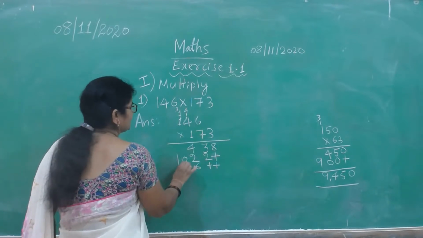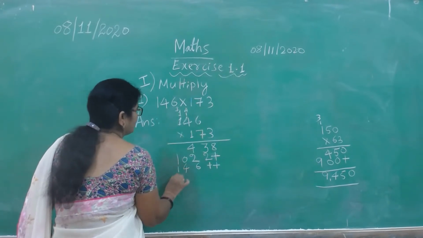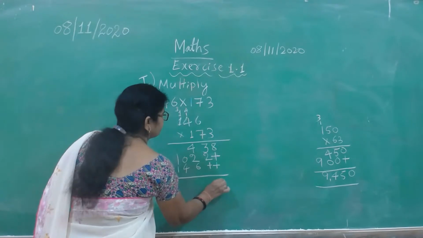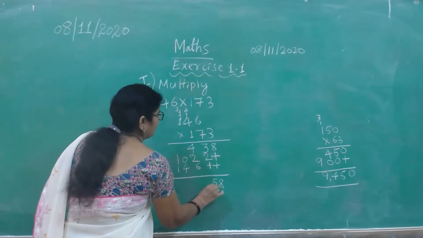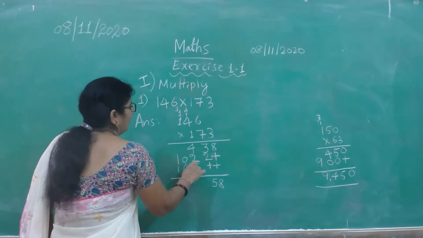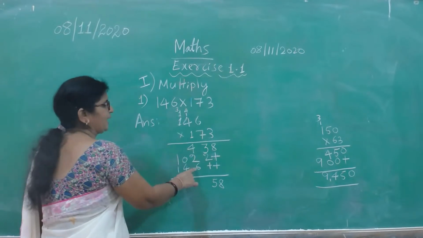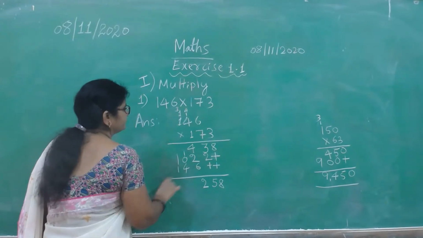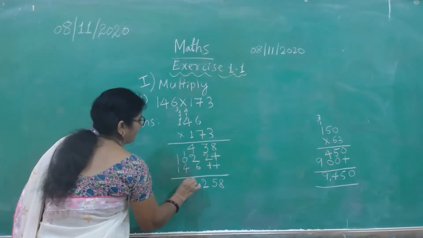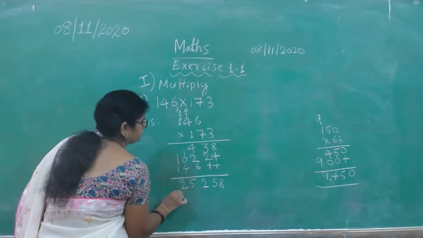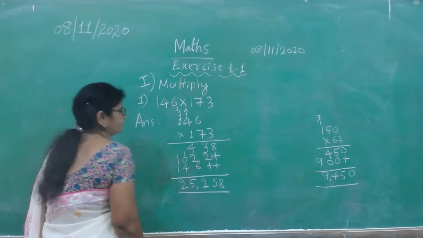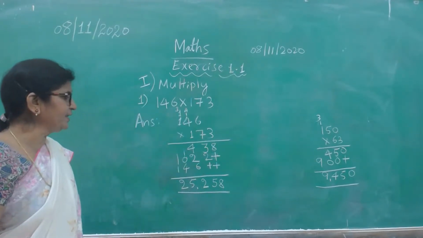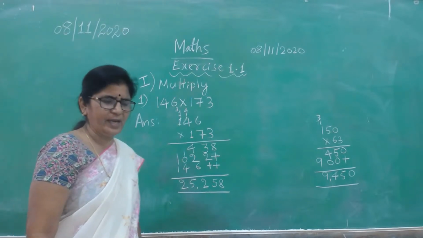1 6 are 6. 1 4 are 4. 1 1 are 1. 8, 5, 4 6 are 10 plus 2, 12. Carry 1, 4, 1 and 4 are 5. 25,258.